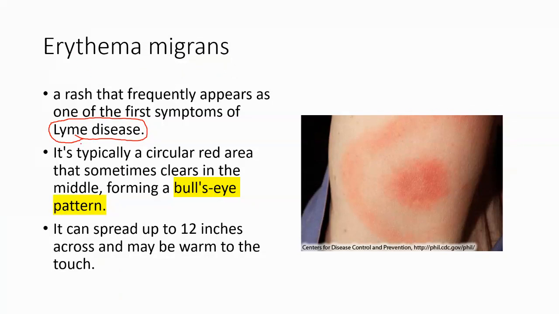Erythema migrans is typically a circular red area that sometimes clears in the middle like this. See how it clears up? And it looks like a bullseye pattern. And it migrates. This red bullseye can get bigger and bigger, spreading up to 12 inches across, and may be warm to the touch. So this bullseye rash, or erythema migrans, is a common sign of somebody who has Lyme disease and got a deer tick bite.